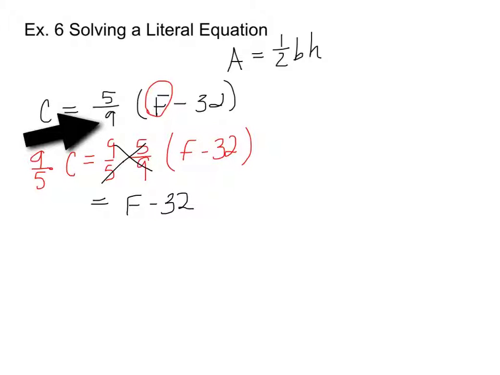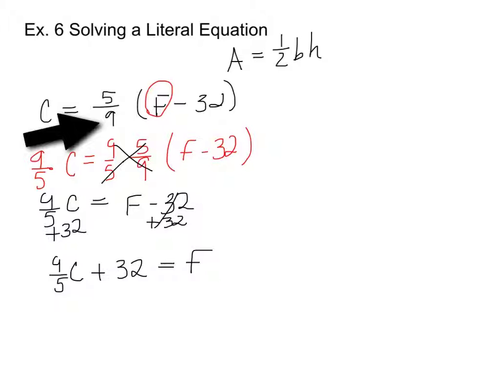So you don't need the parentheses anymore. I mean, it's okay to keep them. But on this side, you're going to have 9/5 C. And remember, we're trying to get that F by itself. So we have to undo this minus 32, which means you got to add 32 to both sides. And remember, you don't have to show that step. Okay, so you're going to get 9/5 C plus 32.